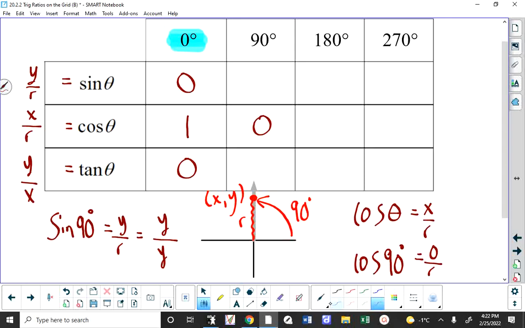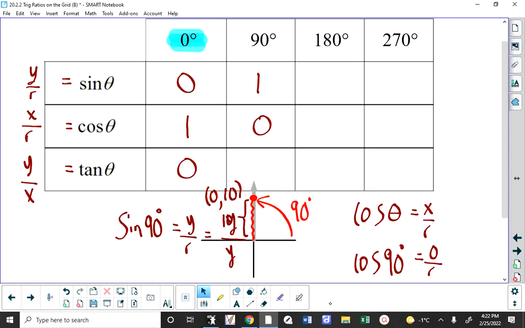Again, I can put specific numbers on here, just like I did last time. At 90 degrees, I can say that this point is at 0, 10. So the y-coordinate is 10, and this distance, which is r, is 10. So we would have 10 over 10, which is 1. So the sine of 90 degrees is 1.